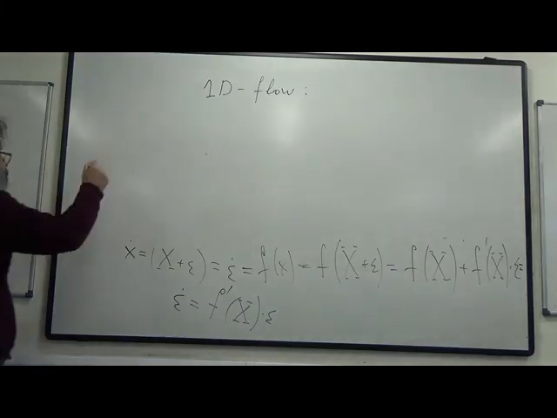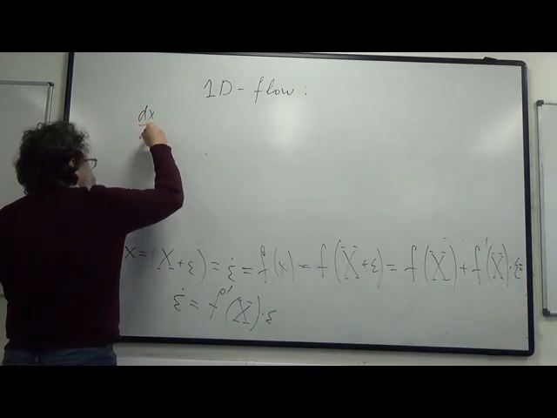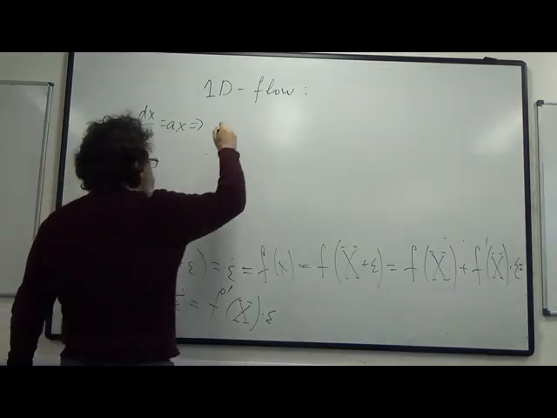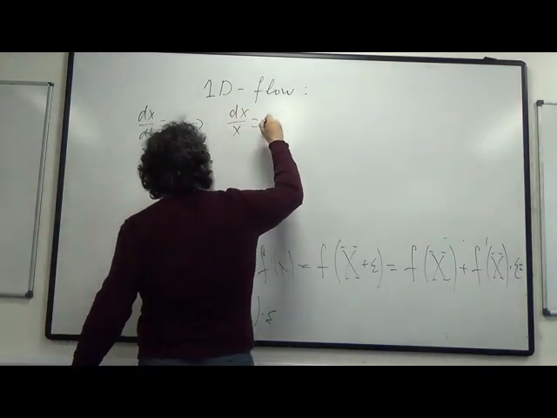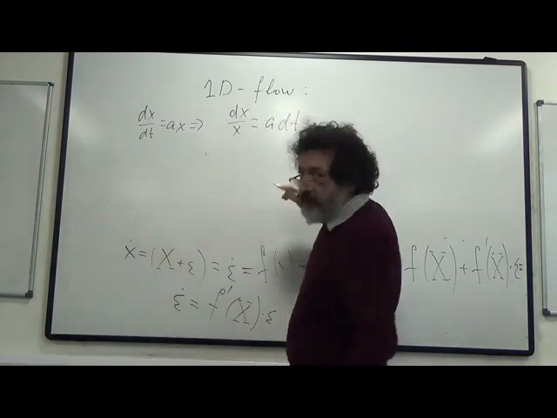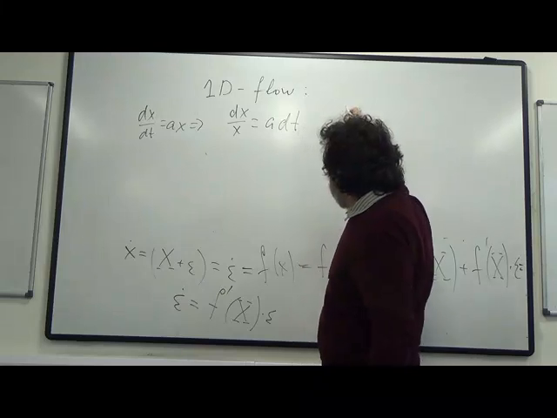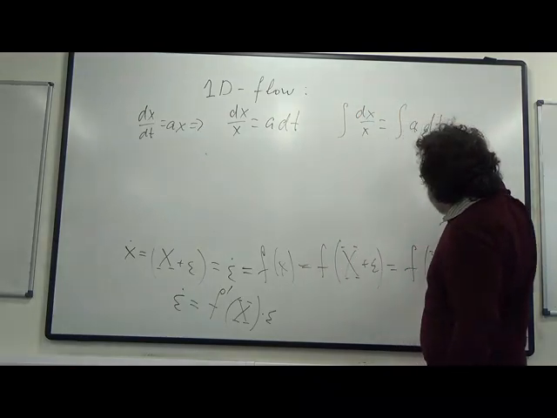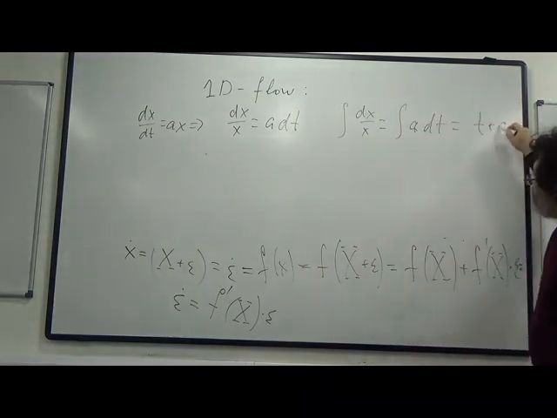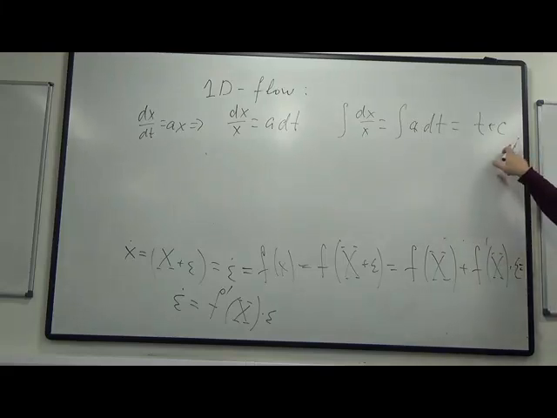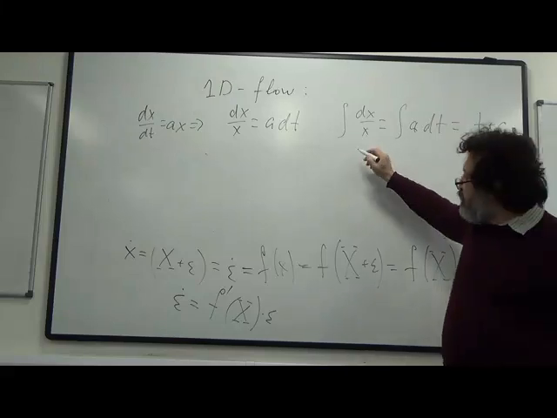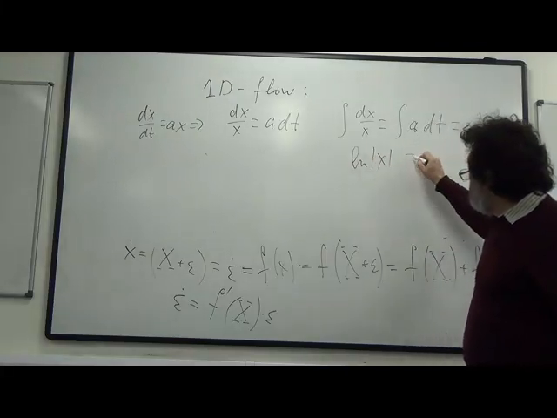I will consider this. dx over dt equals ax, which means we use separation of variables. dx over x equals a dt. Then we take integrals of both sides. This integral is easy, it is at plus c, where c is the constant of integration. Agreed? And this integral is the logarithm of x.